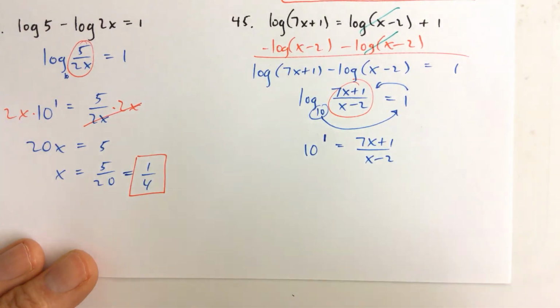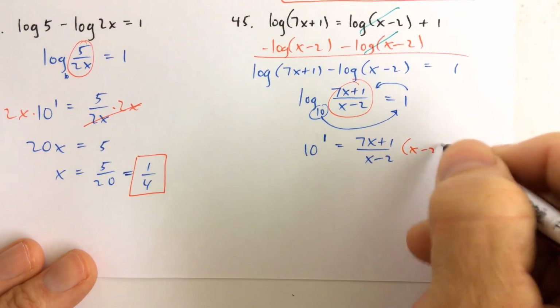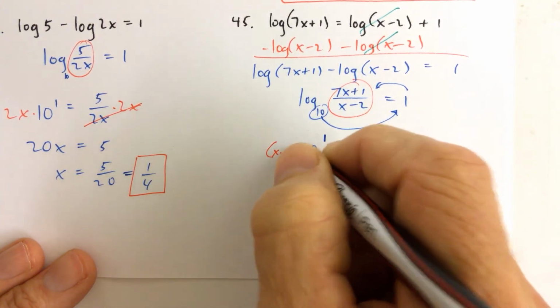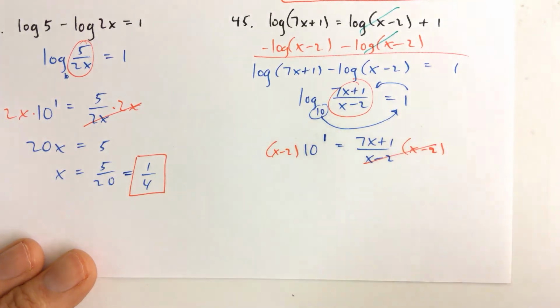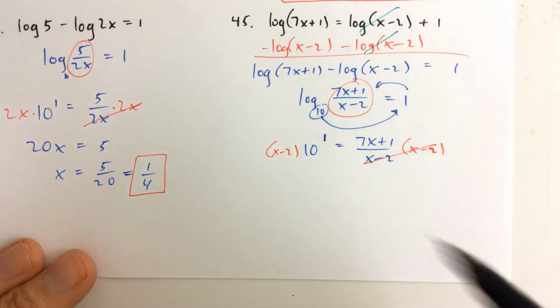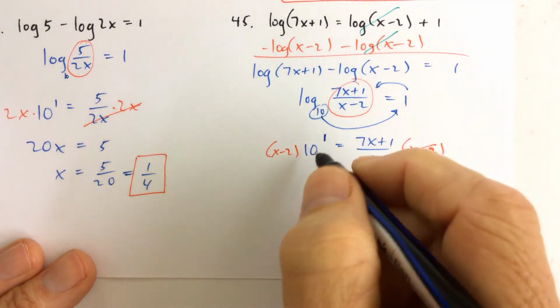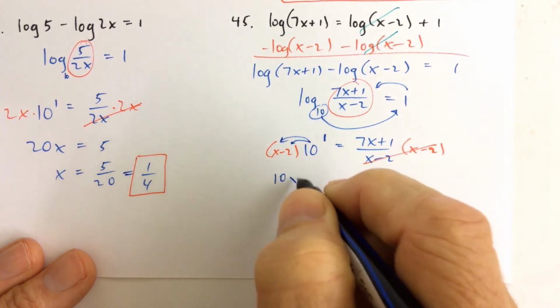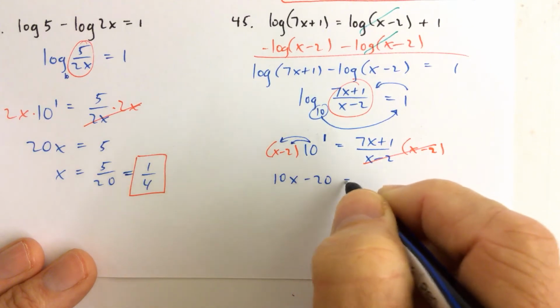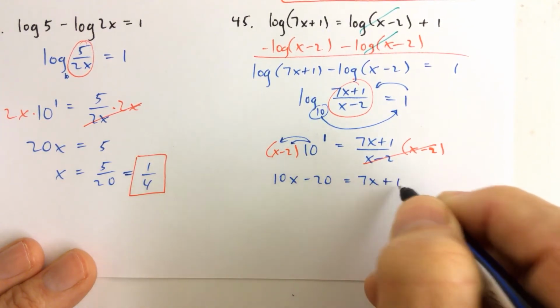When we get to this expression, again, we have another rational equation. We want to get rid of the fractions. To do that, we multiply both sides by x minus 2. Then we have 10 times x minus 2. If we distribute the 10 to both terms, we get 10x minus 20 equals 7x plus 1.